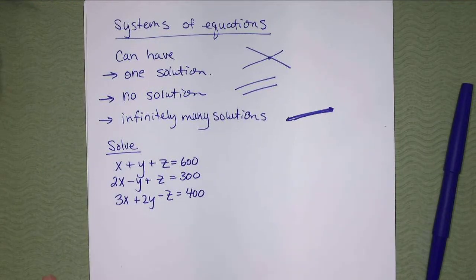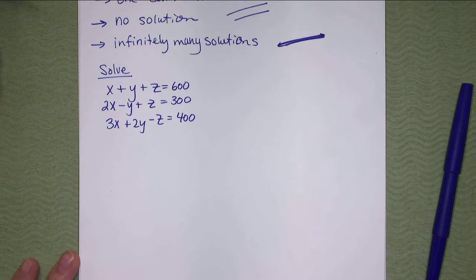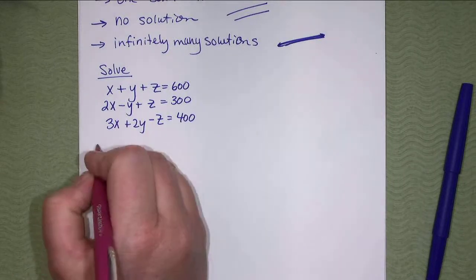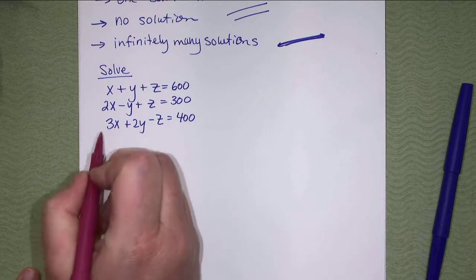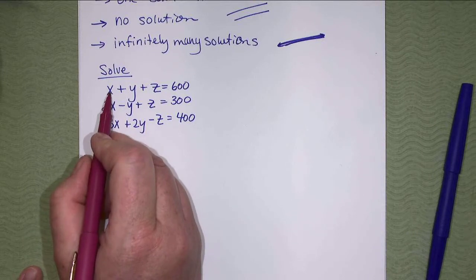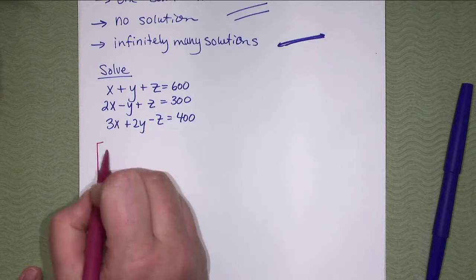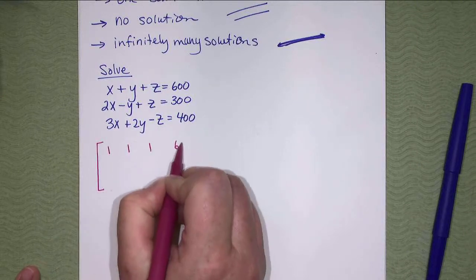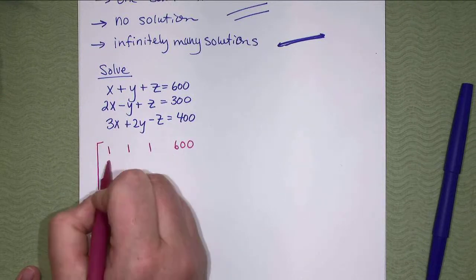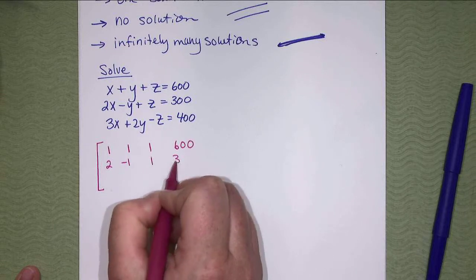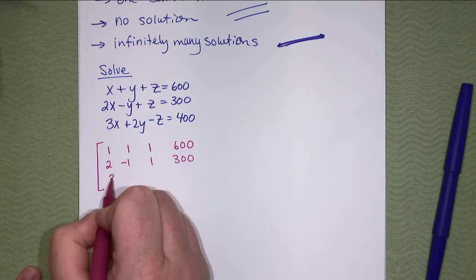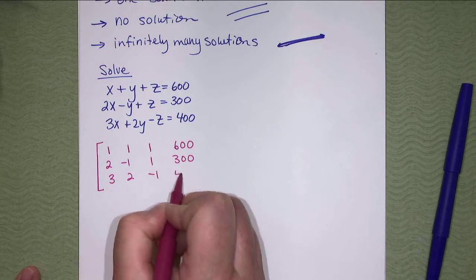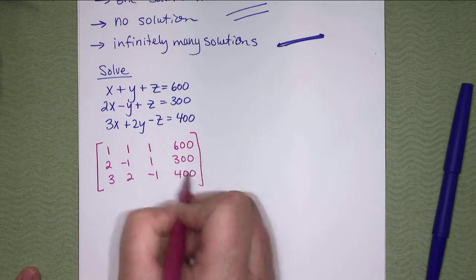Okay, so step one was to write it in a matrix. And what do we write? Just the coefficients. We don't put it with the right sign. So 1, 1, 1, 600. 2, minus 1, 1, 300. 3, 2, minus 1, 400. And you put that line there, and that just is sort of like the equal sign.